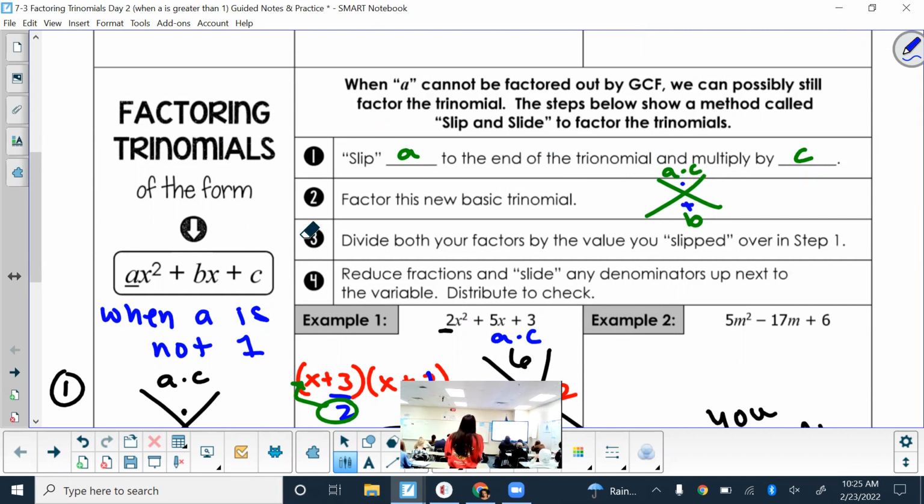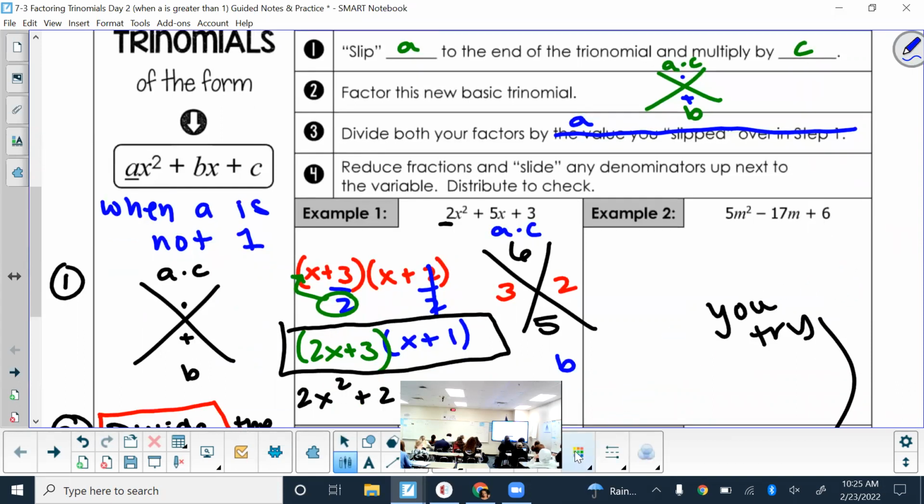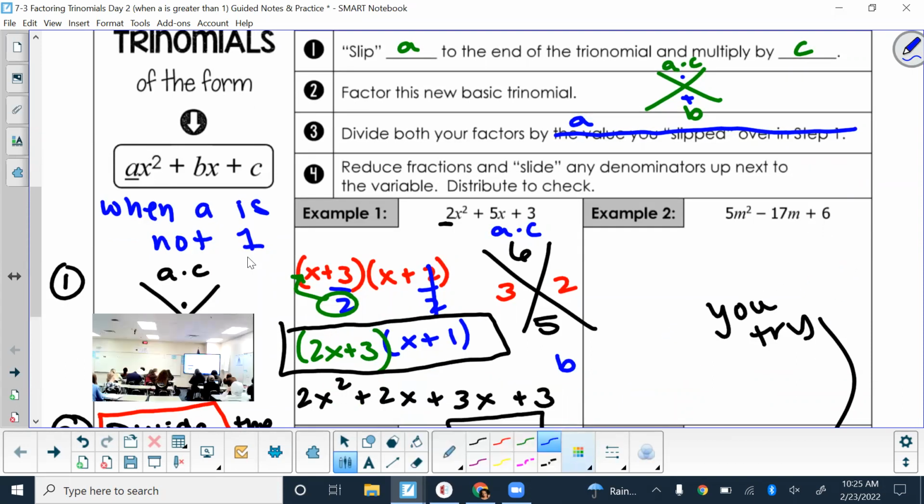Then it says divide both your factors by the value you slipped over. I'm just going to simplify that: divide both of your factors by A, whatever your leading coefficient is. Then, just like we said, reduce the fraction and slide any denominators up next to the variable. So here, same thing, it's what you should have done. I'll go step by step with example 2. I'll just project example 4.